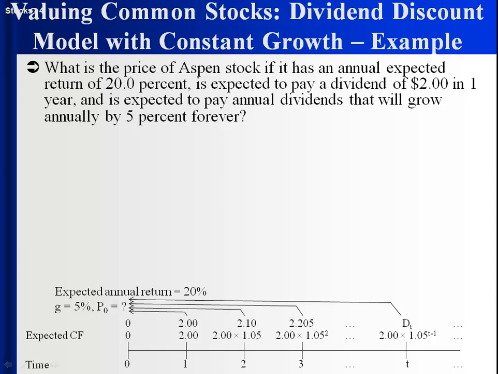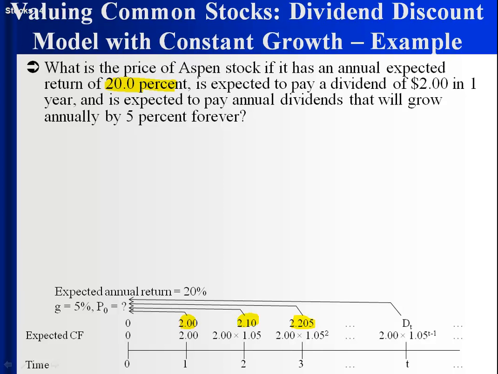So Aspen Corp is a stock that has an annual expected return of 20%. In 1 year, it pays a dividend of $2, and after that, dividends are expected to grow by 5% a year forever. So they grow from $2 to $2.10 to $2.205 to, if you do it out, $2.315, forever and ever and ever.